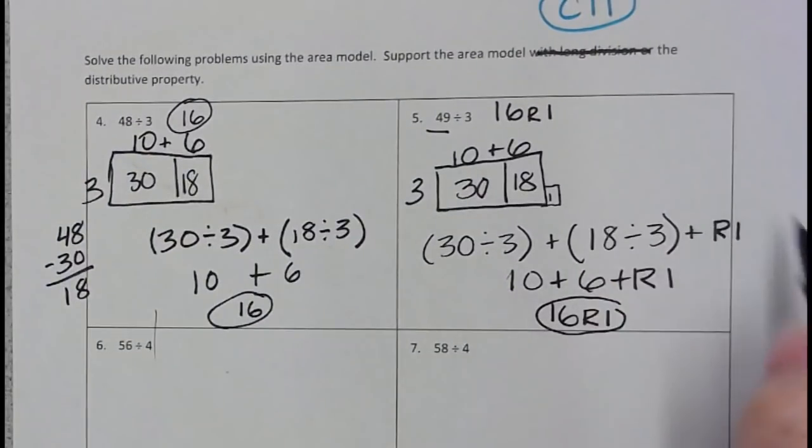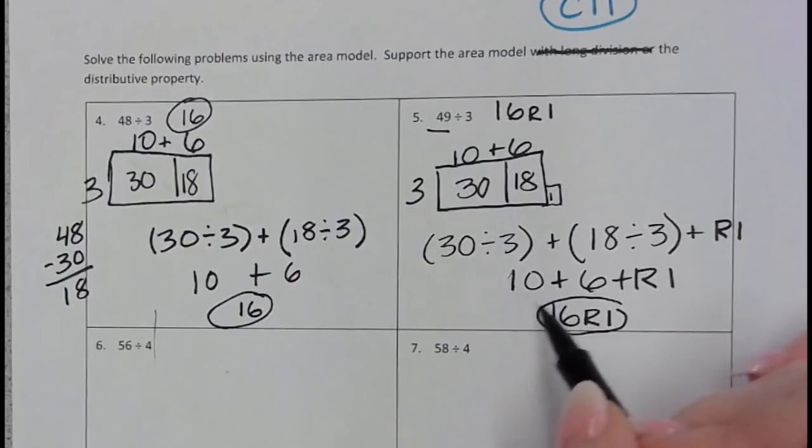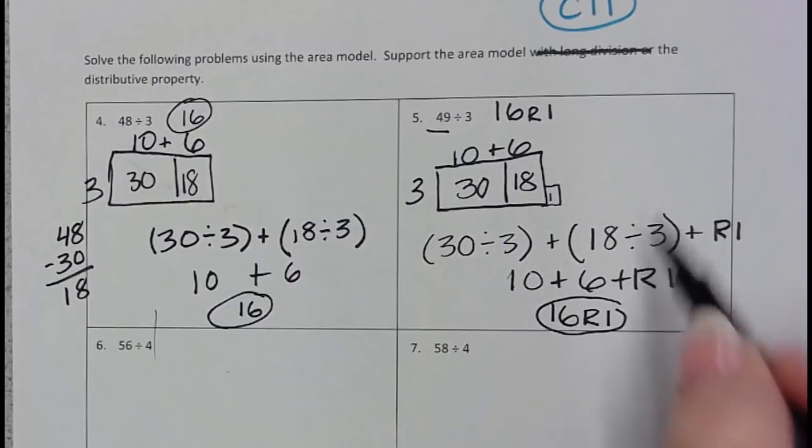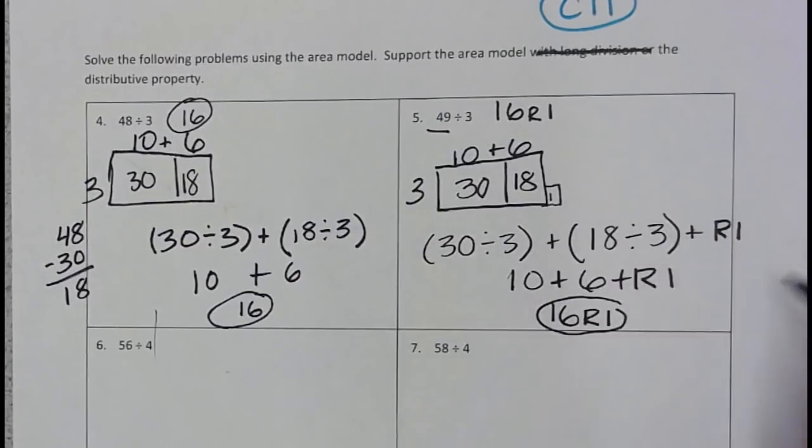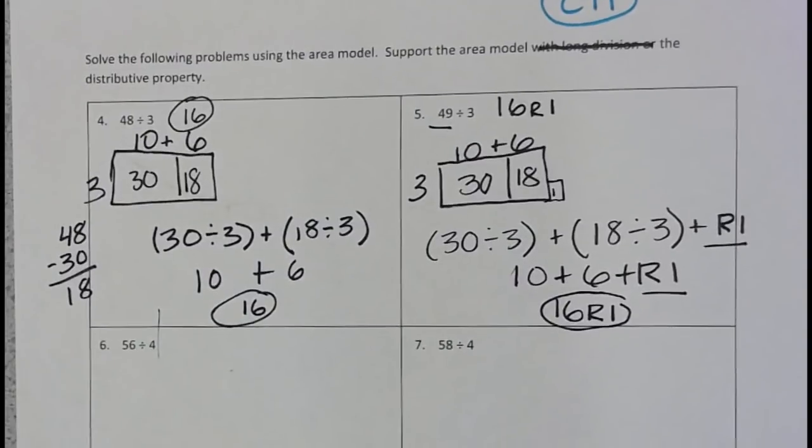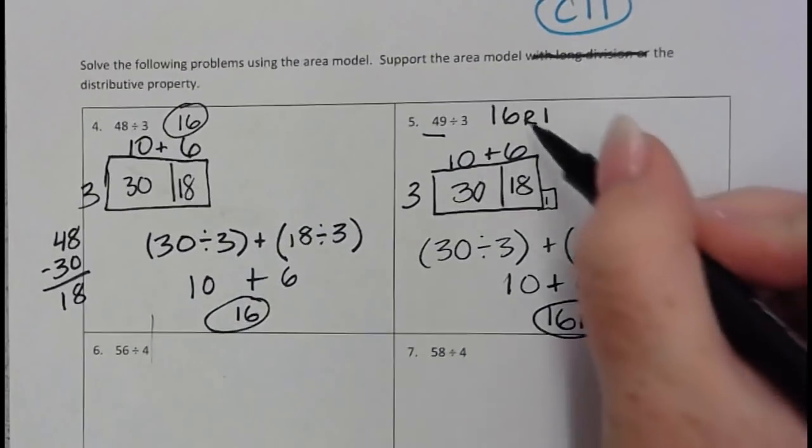Okay, let's not get confused and add 1, because then we would have 10 plus 6 plus 1, which is 17, and that's a completely different answer. So we need to make sure that we label correctly. That's going to be adding a remainder of 1, a remainder of 1, R1.